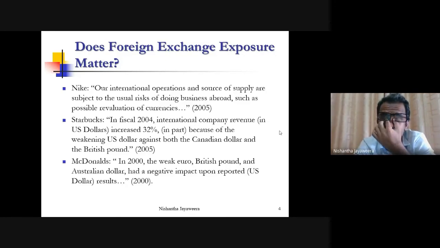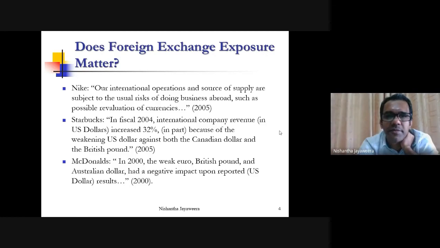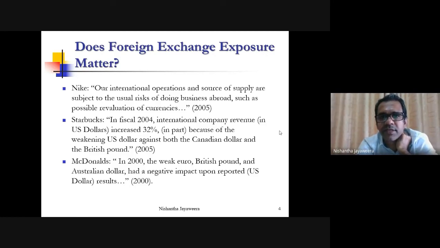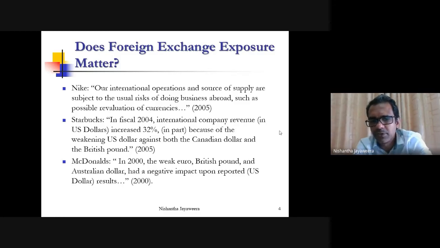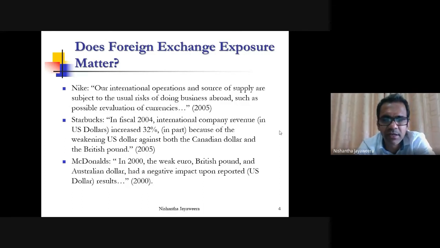These are some extracts from some of the very famous firms in the world. They all worry about the exchange rate, because maybe the bulk of their income comes from overseas subsidiaries or partners. So they have to worry about exchange rate risk. These are some of the statements or notes given in some of their annual reports. Some of them may be quite old now.